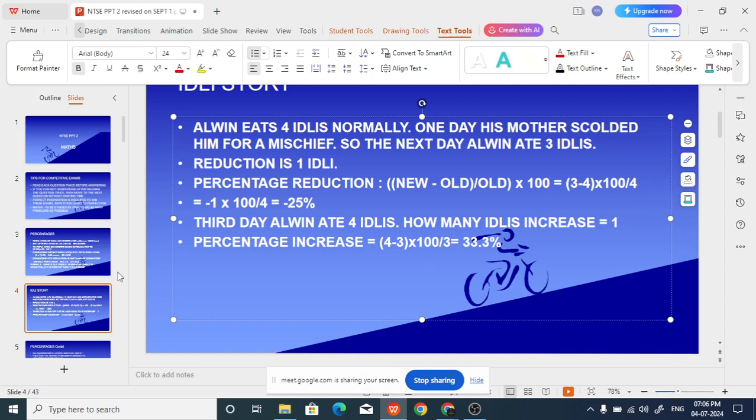So how much are you getting? It is there on the screen. How much has it come? 3 minus 4 is minus 1, divided by 4 into 100. So it is minus 25%. Are you getting minus 25%? All of you? Check. Yes, sir.